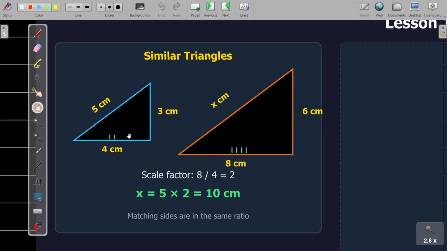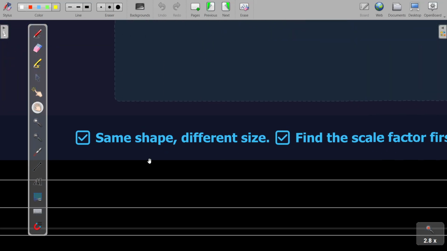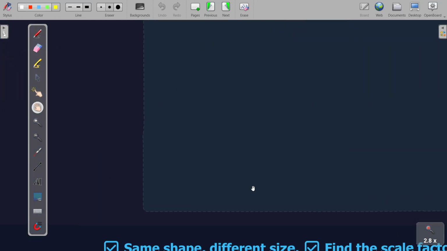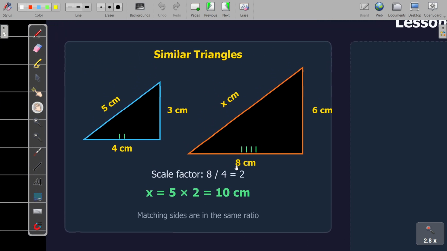Now, let's visit our key ideas here. Same shape, different size, and you want to figure out the scale factor. Because they are similar, they are linked with a single multiplier. This is called the scale factor. The scale factor equals the image divided by the original. The image is the new shape, the bigger shape right here. The original is the starting shape.